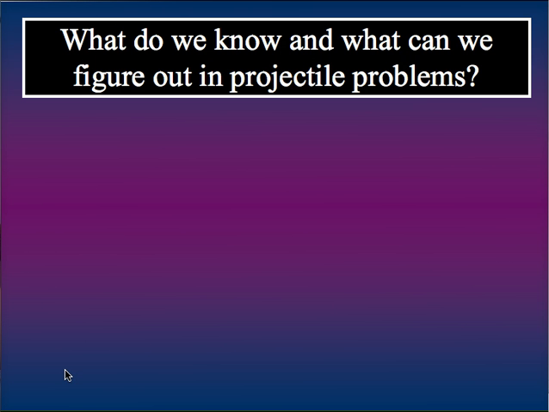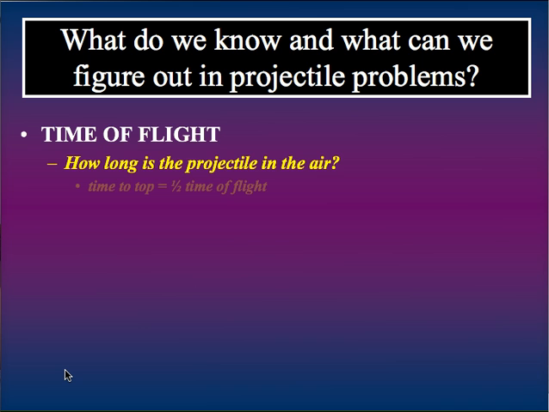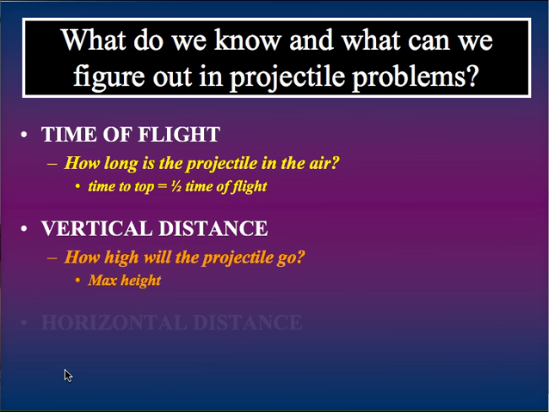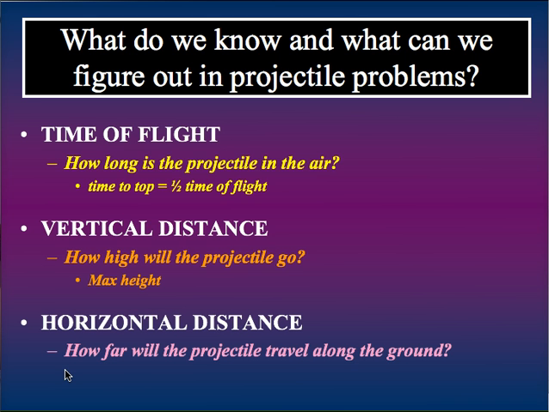So, what do we know and what can we do when we figure out these problems? We can figure out the time of flight, how long it's in the air. Remember, the time to the top is equal to half of the time of the flight, just like we did in our rocket lab. The vertical distance: we can figure out how high a projectile will go, the time to the apex, the maximum height, and we can figure out the horizontal distance, how far it will travel along the ground, and that we call the range. What's the range of the projectile?